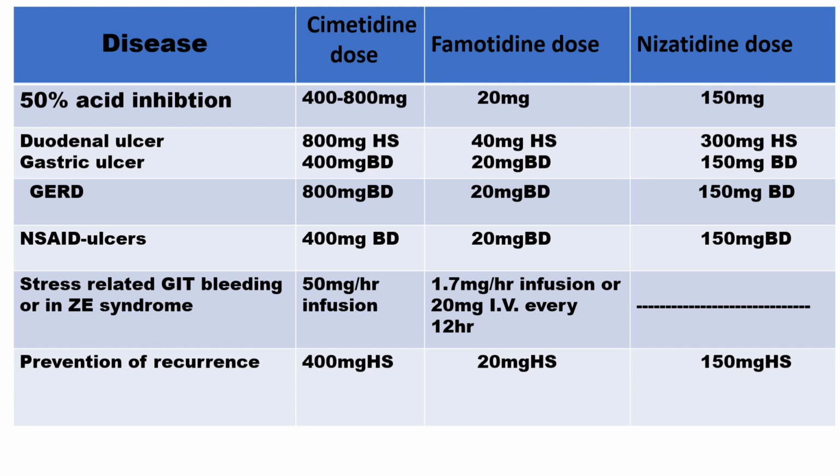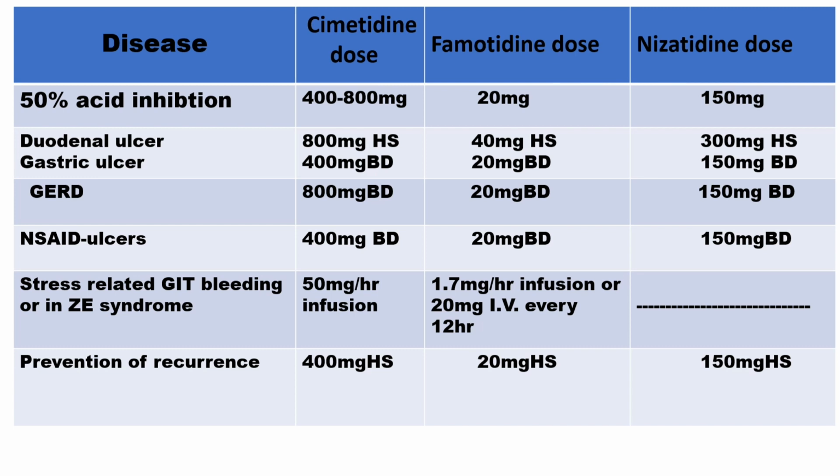Doses. According to the diseased condition, doses are adjusted. In case of 50% acid inhibition, the cimetidine initial dose is 400 mg, maximum dose is 800 mg. Famotidine dose is 20 mg. Nizatidine dose is 150 mg. In case of duodenal ulcer, the cimetidine dose is 800 mg, famotidine 40 mg, nizatidine 300 mg.